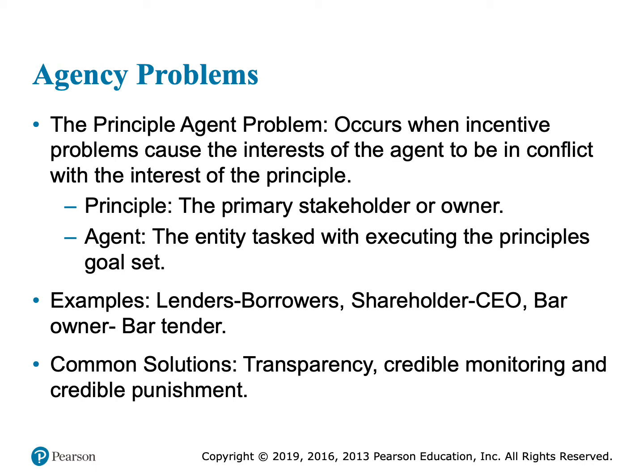So you have a sort of a main character that wants to get something done. This is the principal. They have certain rights and so on and so forth. Then you have the agent, who is sort of the steward of their interests. And oftentimes we can have an issue where incentive problems cause the agent to be in conflict with that of the principal. So for a couple examples, you can think that we have lenders and borrowers, right?